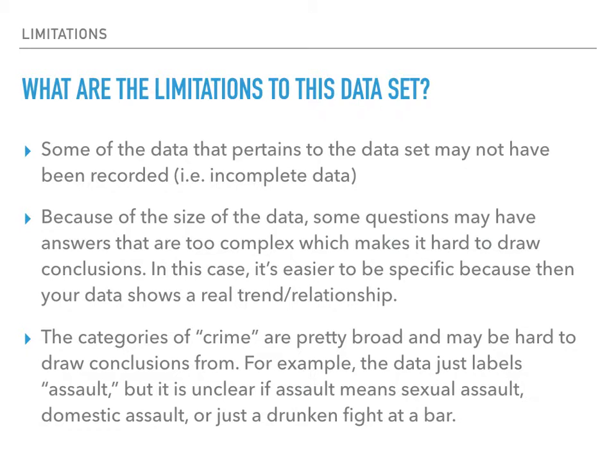For limitations, along with any data set that is used, we have to account for things such as human error, and we refer to these things as limitations. For instance, with this data set, the limitations include many different things. We accounted for limitations such as not all of the data being recorded, having a data set that may be too complex to understand in its entirety, and having categories of organization that are too broad and vague.